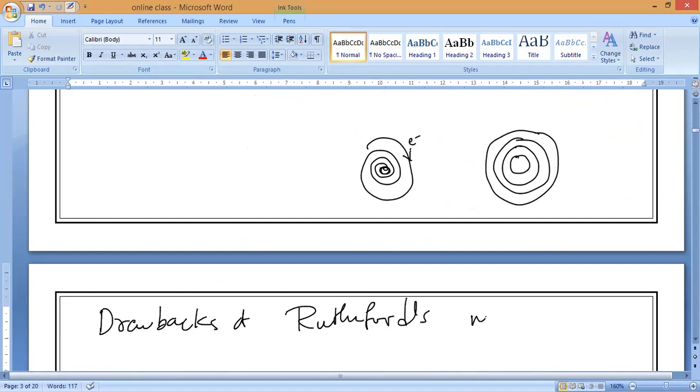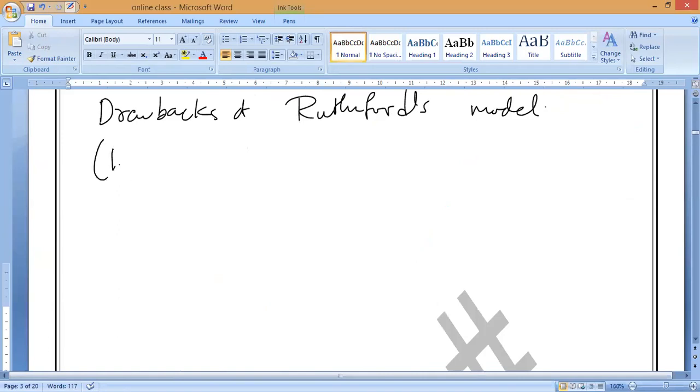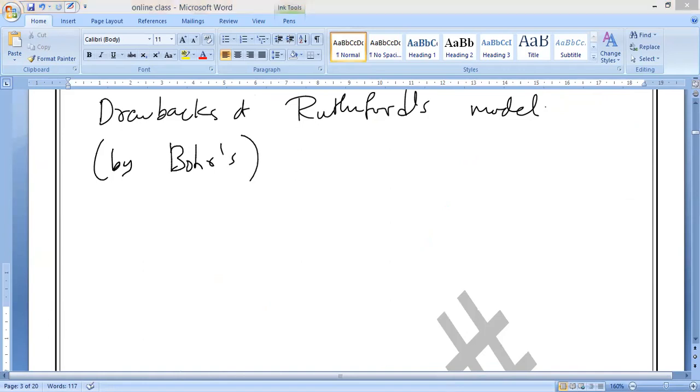Okay, Rutherford model. So now, who has given this? Explained by Bohr. So Niels Bohr, or we can say Bohr. Let us see what he has said.